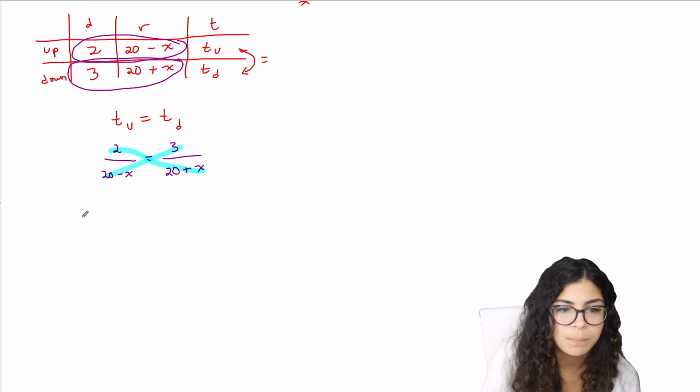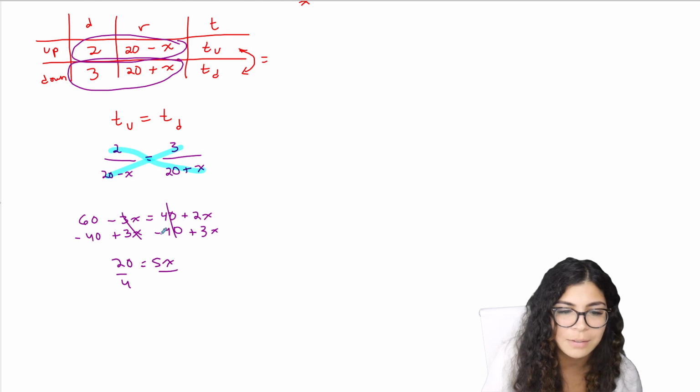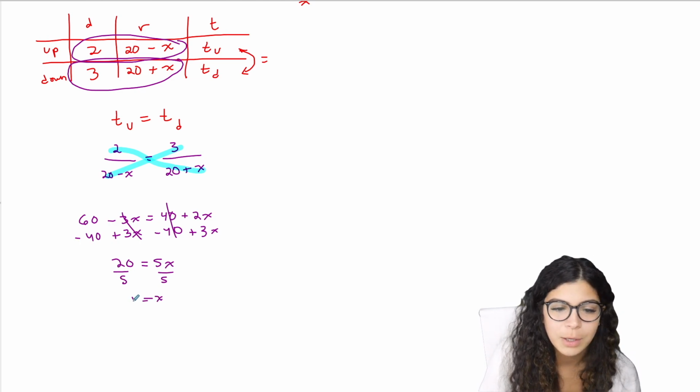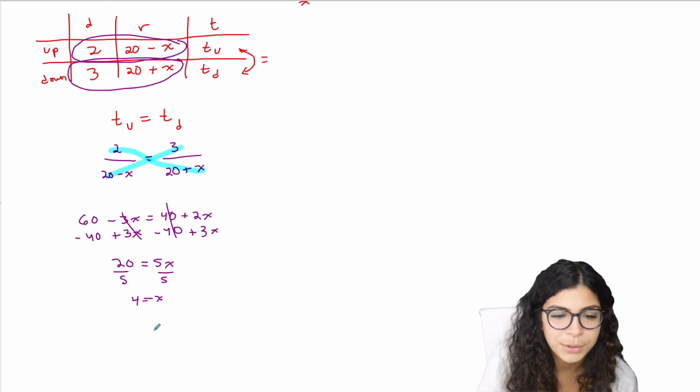Okay, now we have one fraction equal to one fraction, and we can cross multiply. So 3 times 20 would be 60. 3 times negative x would be negative 3x. 2 times 20 is 40. 2 times x is 2x. And now we just have to solve. Add 3x on both sides. Subtract 40 on both sides. We get 20 equals 5x. Divide by 5 on both sides. We get x equals 4. So let's just verify, is this miles per hour? Yep, it is. So the rate of the current is 4 miles per hour.